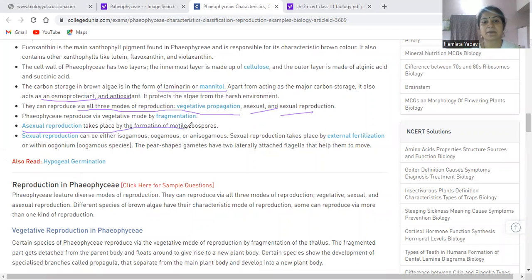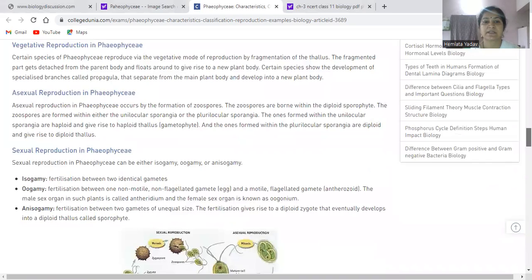Asexual reproduction takes place by motile zoospores, that is, flagellated spores. Sexual reproduction can be isogamous, anisogamous, or oogamous, with external fertilization. So reproduction in Phaeophyceae is of various kinds. Vegetative reproduction is by fragmentation of the thallus. A fragment gets detached and floats around, and wherever it starts attaching, it develops into a new plant.